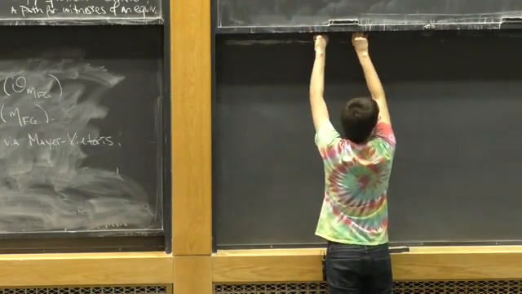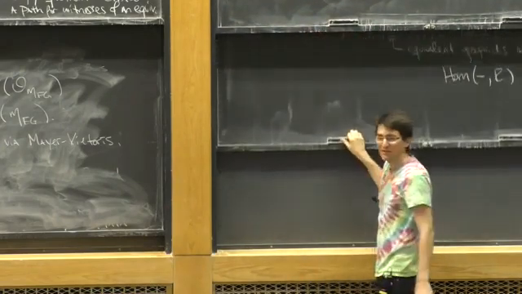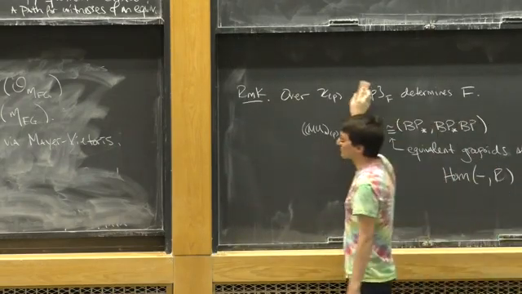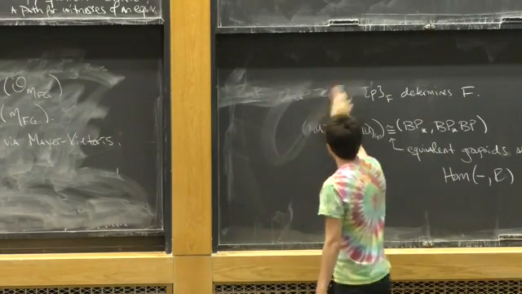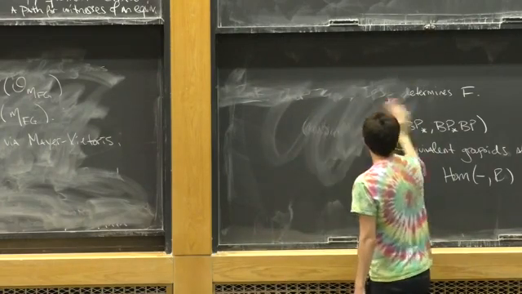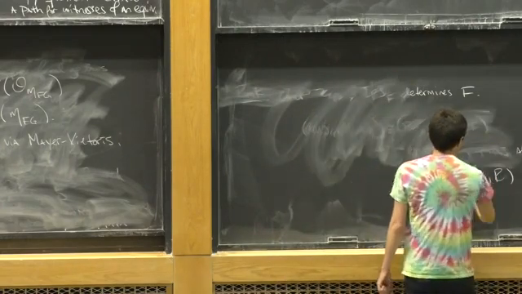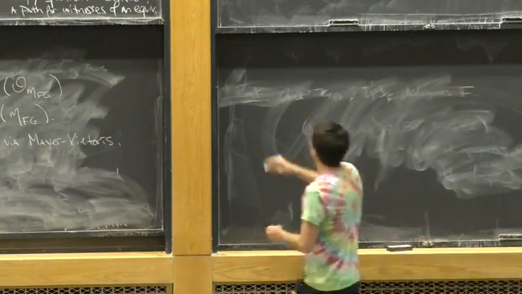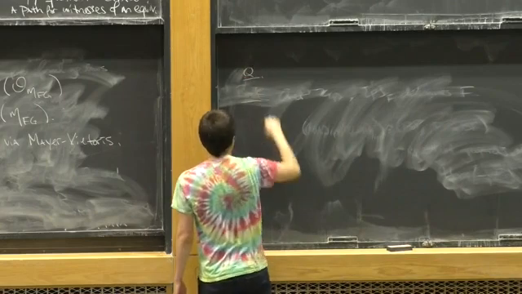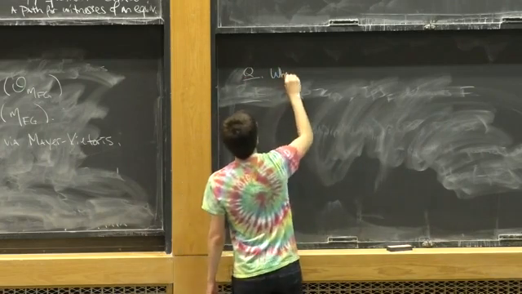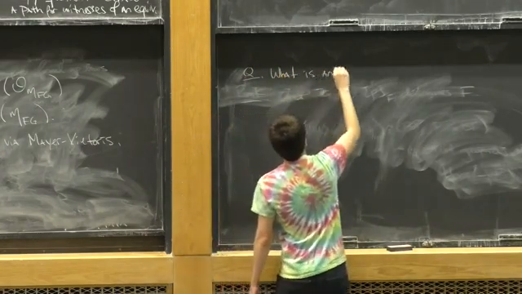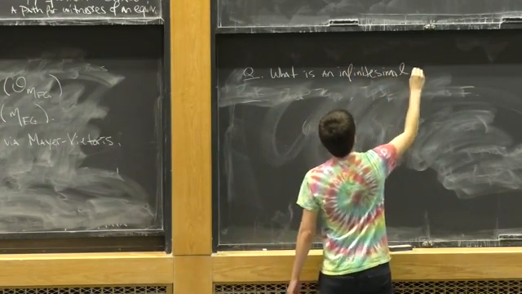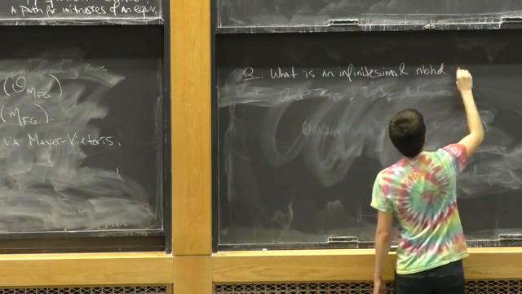So now I have to make sense of what I mean by taking a small neighborhood around a point. And when I say small, I mean real small. I mean infinitesimal. So what does that mean? So now we need to go back a little bit to, so question. What is an infinitesimal neighborhood around a point?